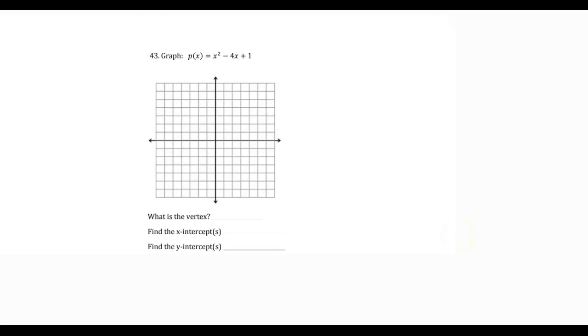Okay, we need to graph p of x equals x squared minus 4x plus 1. So we need to find the vertex, the x-intercepts, and the y-intercepts. So the first thing I would do, and especially when it's in this form, is I would find the vertex.